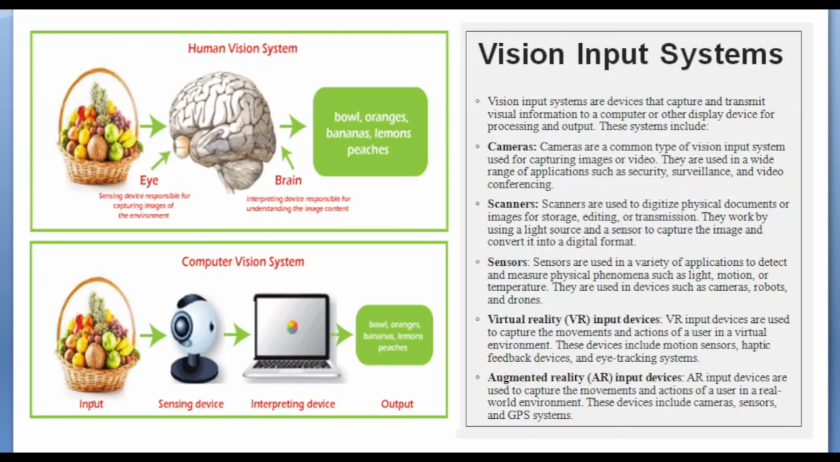input devices. And a common example of vision input systems is Google Lens, in which we can take a photograph of anything and ask Google to search what is it or where is it. Okay, and another example is Microsoft Kinect and Snap Spectacles. So this is all about vision input system.